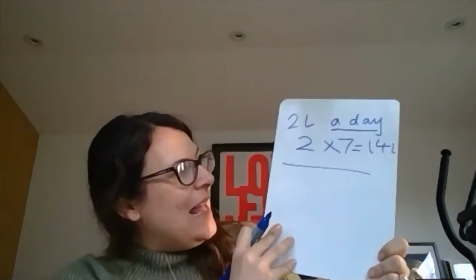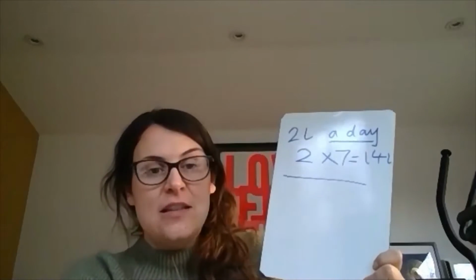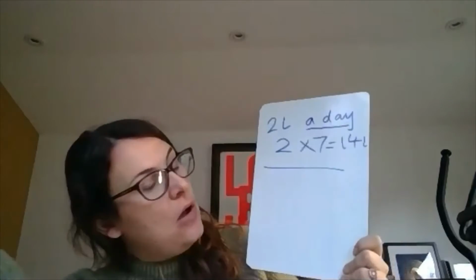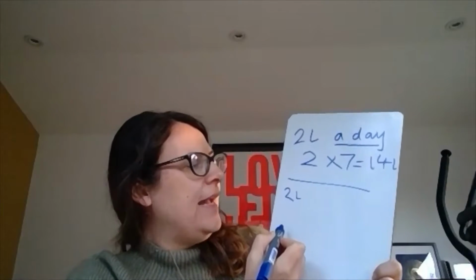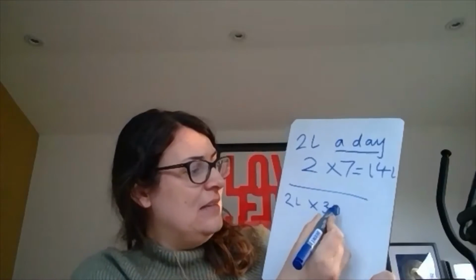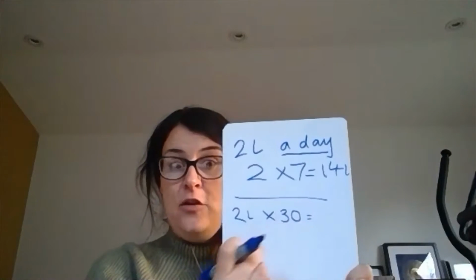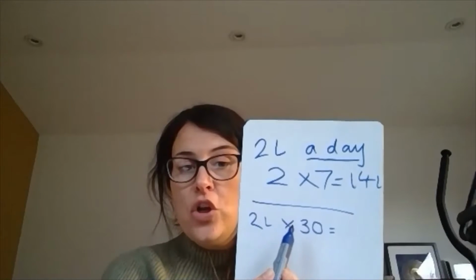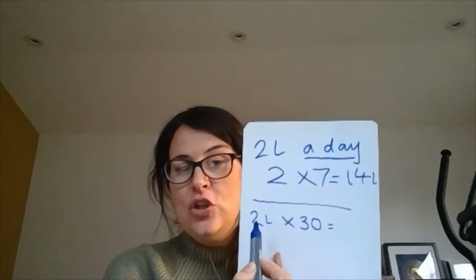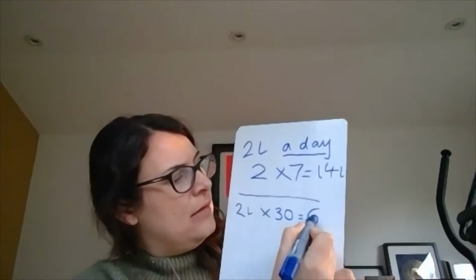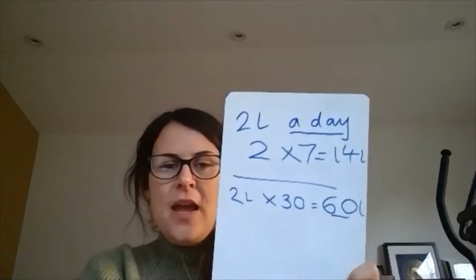Okay, so that's the first part of that question. The second part is, how much does she drink in a month? We've decided that this is a 30-day month. Some months are obviously shorter and some longer, but this is a 30-day month. So we need to do exactly the same thing again. 2 litres in a day, times 30 days in that month. What's 2 times 30? If you know straight away, brilliant. If you don't, have a think about what you could use to help you. 2 times 3 is 6, so 2 times 30 must be 60. So Sarah drinks 60 litres of, I'm assuming, water in a month.